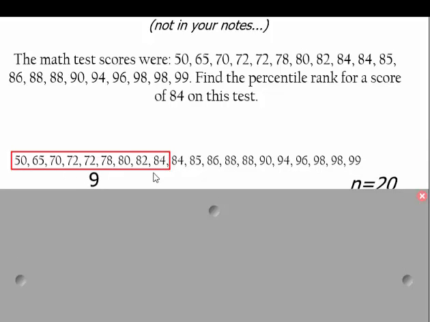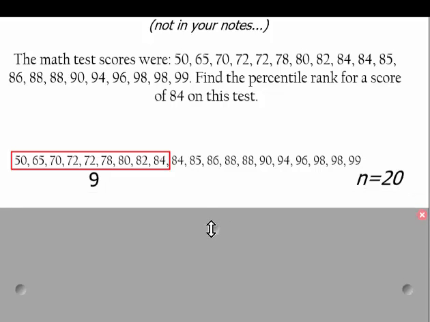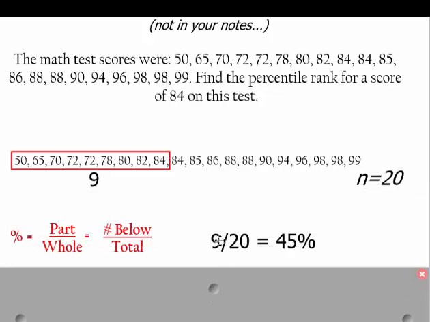So we're going to group up all scores below and including one of them, and that is 9 of the scores. And remember, our n is 20. So we basically just do a quick calculation of part over whole, and 9 over 20 is 45%. So the score of 84 is in the 45th percentile.